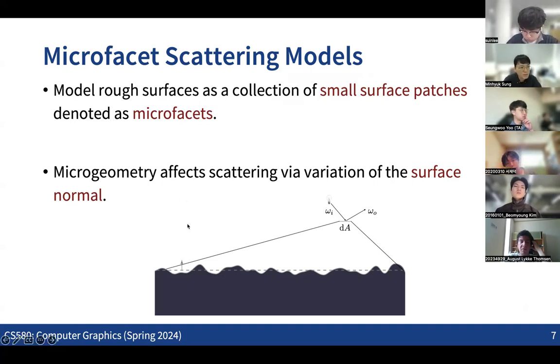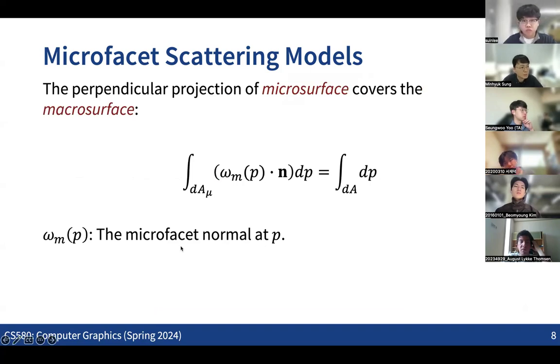Here, one of the assumptions is that the perpendicular projection of the microsurface covers the macro surface as well. This is some of the notation that we are going to see over the rest of the slides. Omega here denotes the microfacet surface normal at the point p, and the sum of the projected area of the microsurface with respect to the macro surface normal becomes the same as the area of the macro surface. So this is the basic thing.